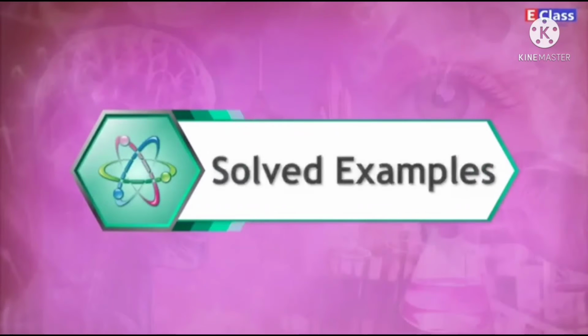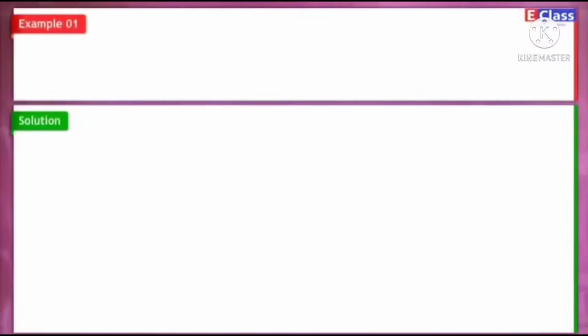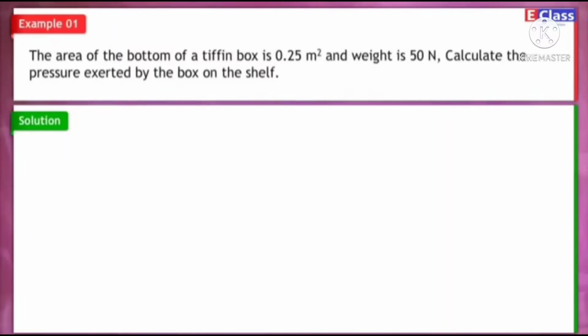Now we are going to learn solved examples based on this. First example: the area of the bottom of a tiffin box is 0.25 square meter and its weight is 50 Newton. Calculate the pressure exerted by the box on the shelf.